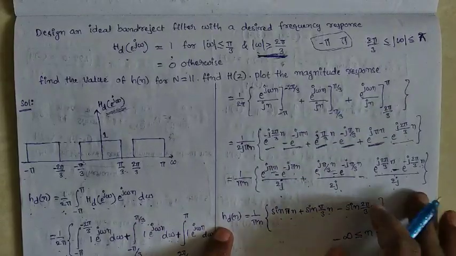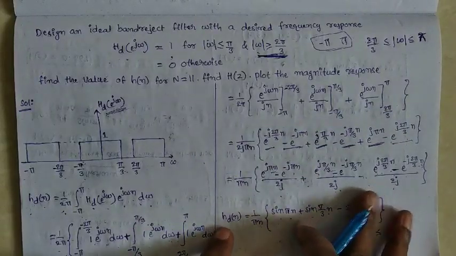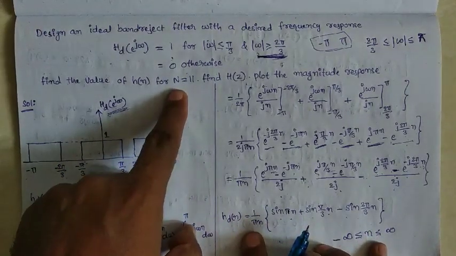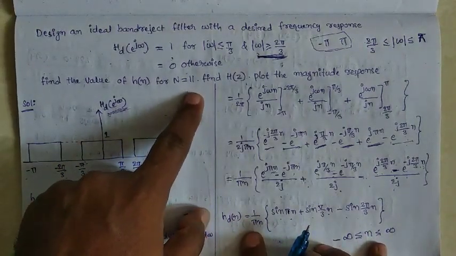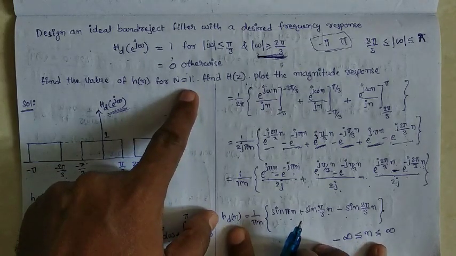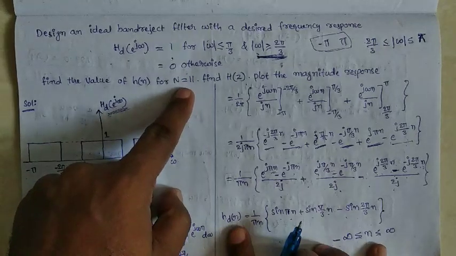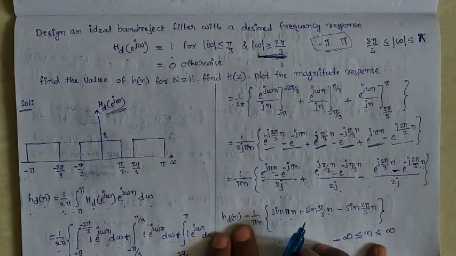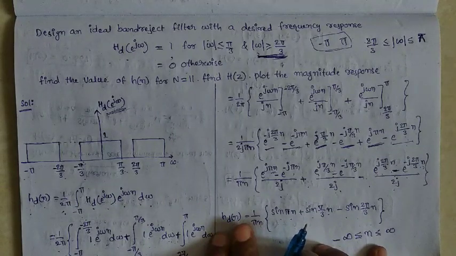In the second step we are truncating the hd of n to capital N samples. Here capital N is equal to 11. Here we are truncating this hd of n to capital N samples. Actually this hd of n is a symmetrical impulse response. Here it is symmetrical about n is equal to 0. hd of n is a symmetrical impulse response, symmetrical about n is equal to 0.